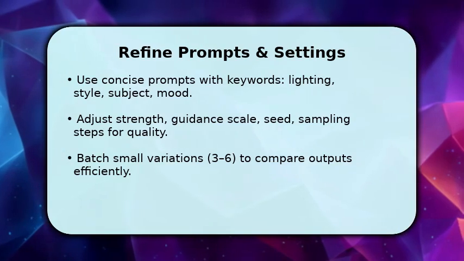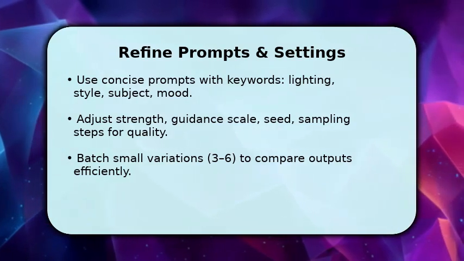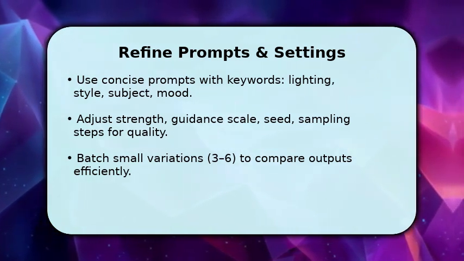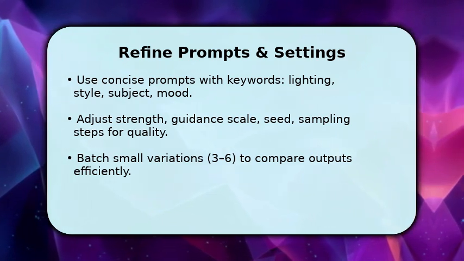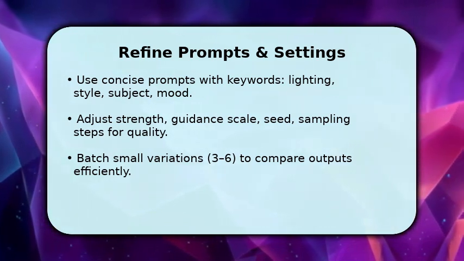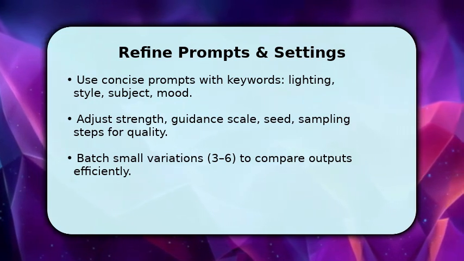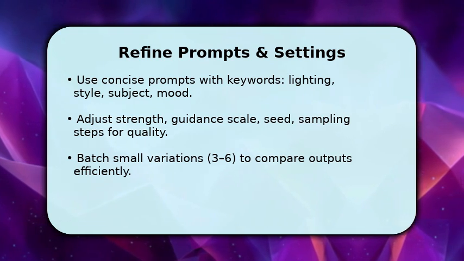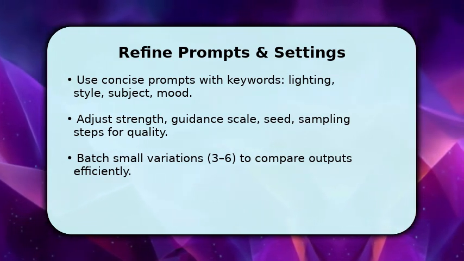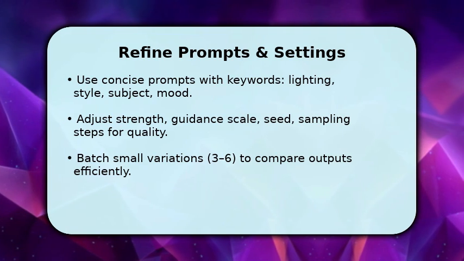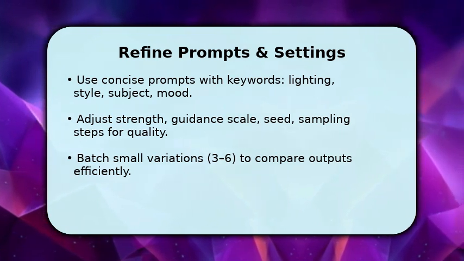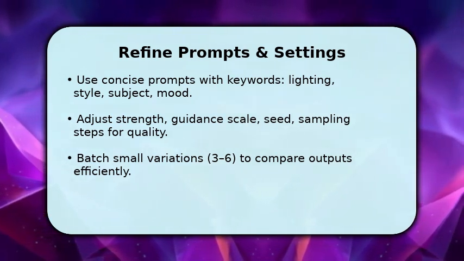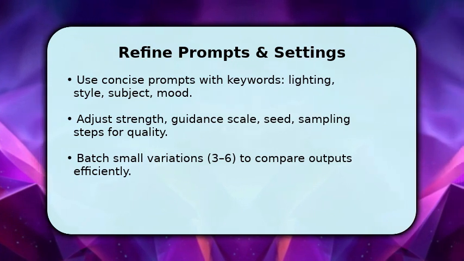Now refine your prompts and the generator's parameters to shape results. Use clear keywords for lighting, style, subject, and mood, and then tweak strength or guidance scale to balance creativity against fidelity. Increase sampling steps and set a seed when you want reproducible outputs. Lower them for faster, rougher drafts. Batch several small variations so you can compare side by side. As you iterate, selectively combine promising prompts and settings. This convergent approach speeds up finding the look you want.